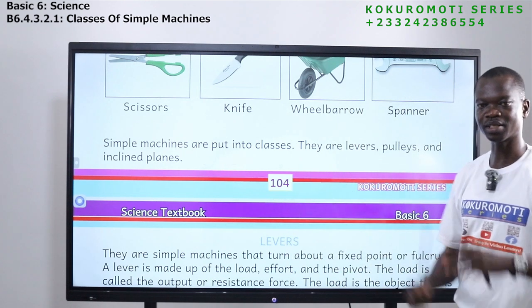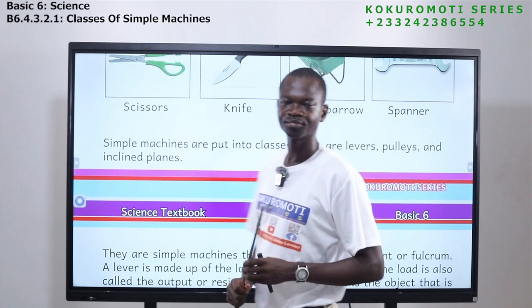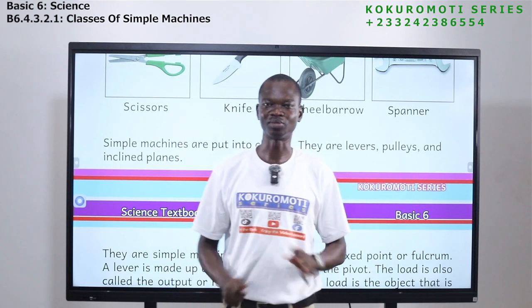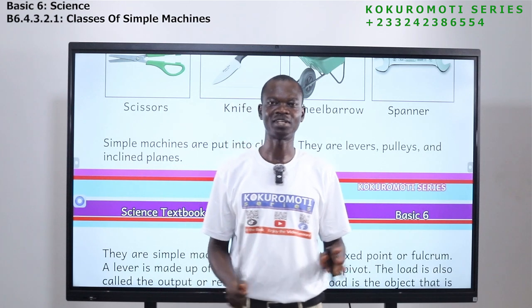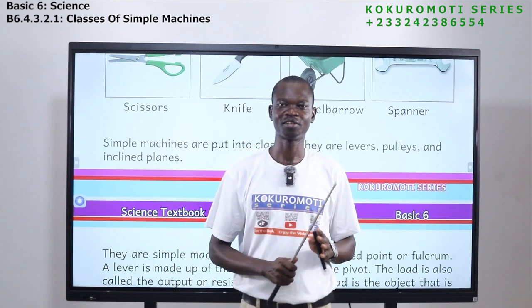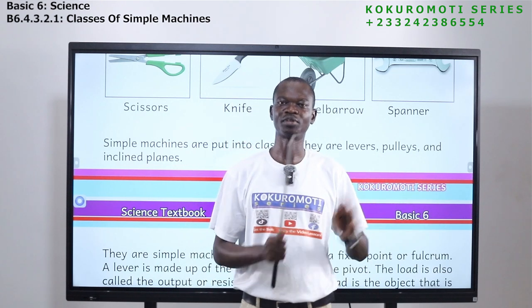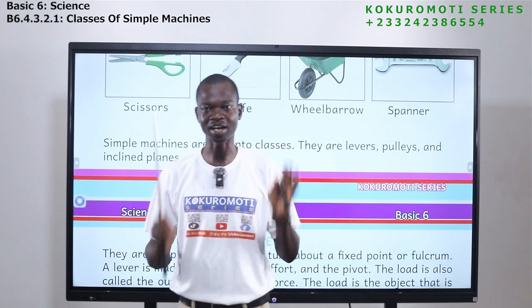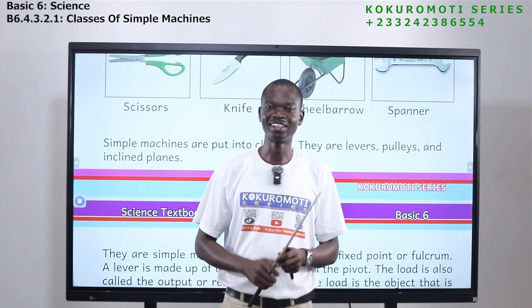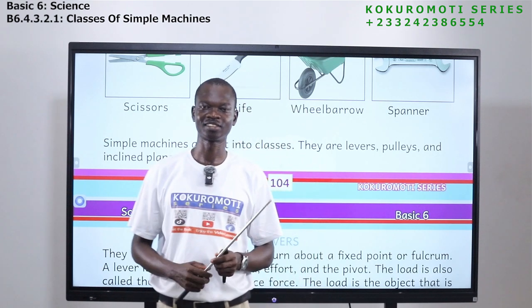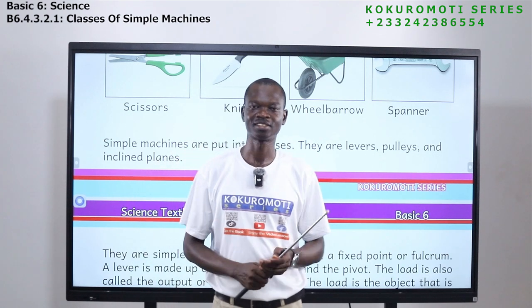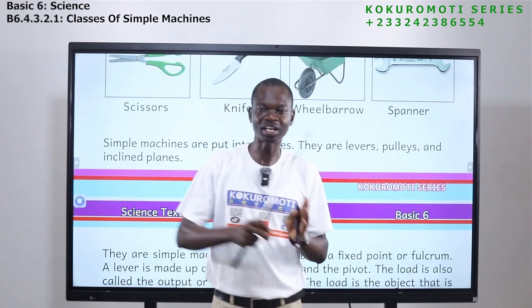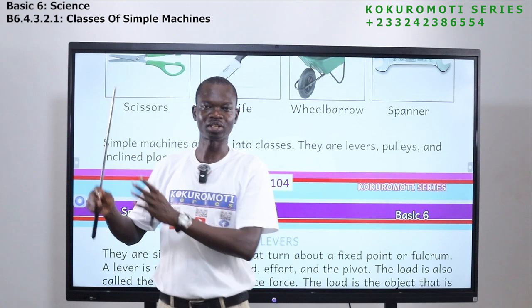So all the simple machines that we have are put into classes. We have levers, pulleys, and inclined planes. So these are the three classes of simple machines. If I ask you to state or write the three classes of simple machines, all the examples that we look at, we can group them, we can put them into classes.